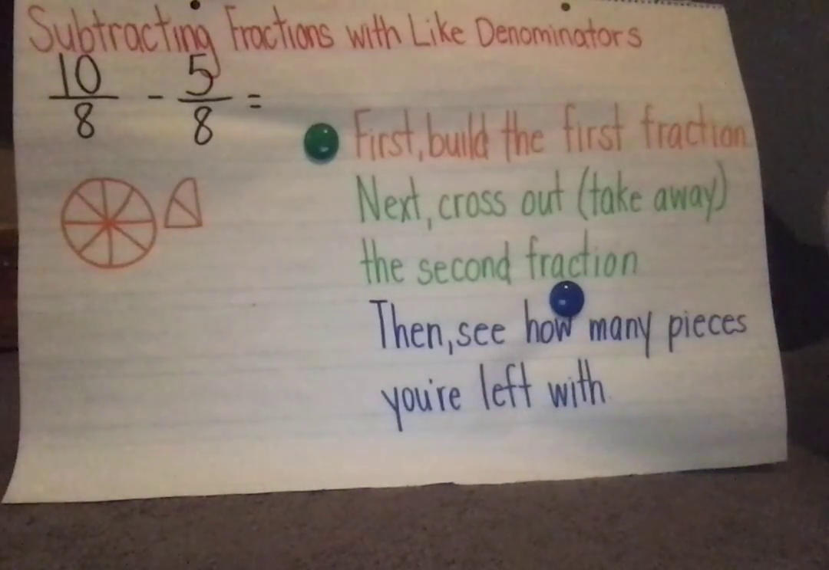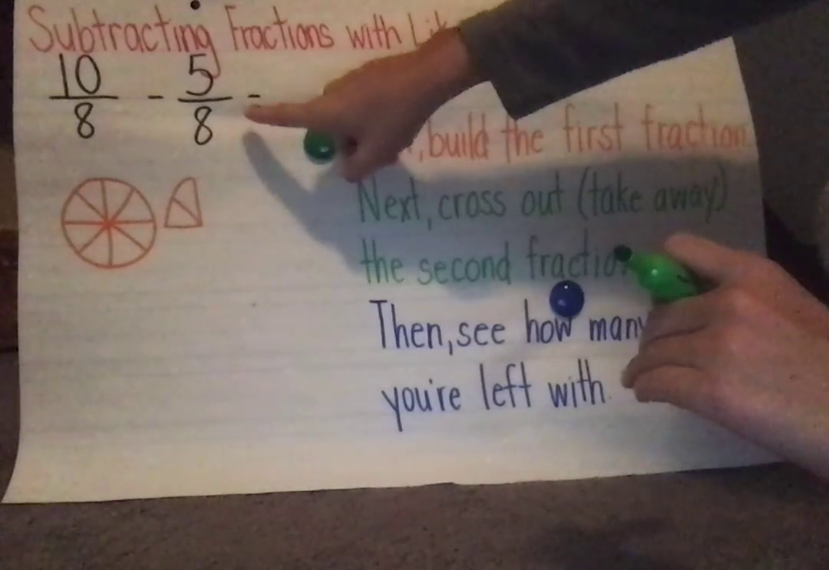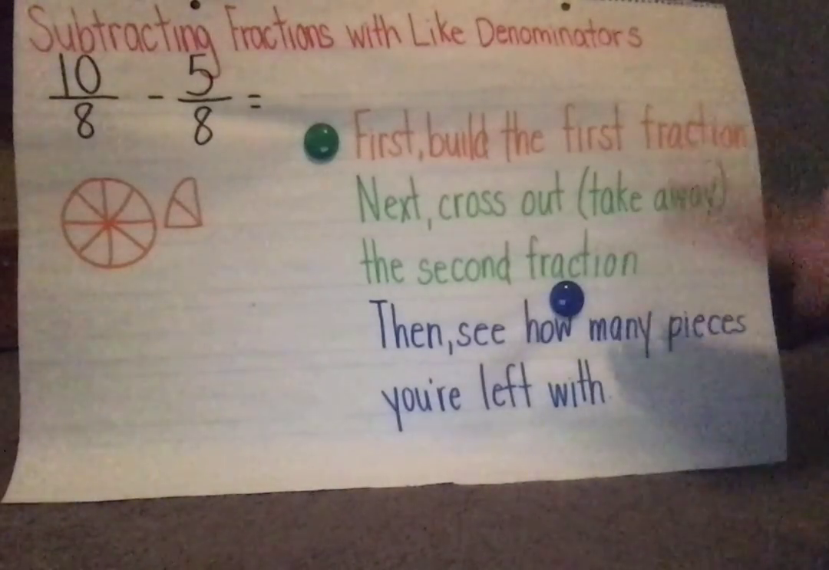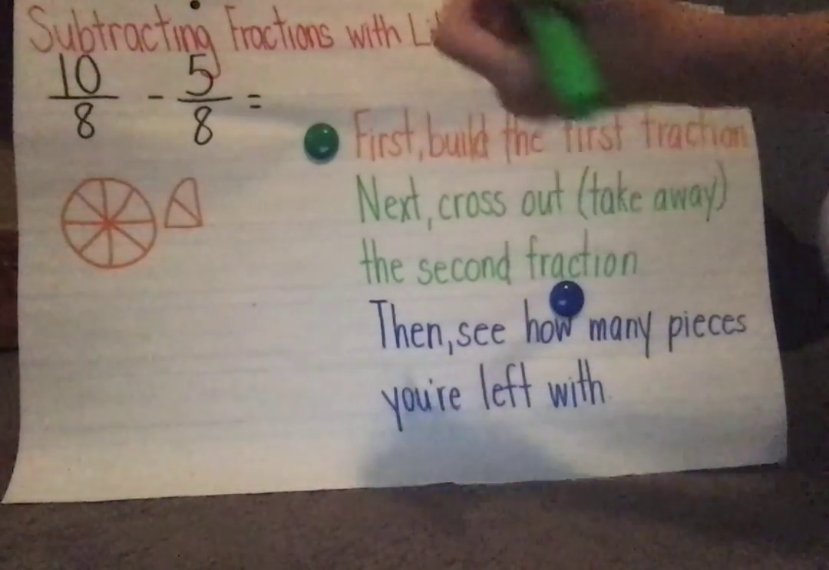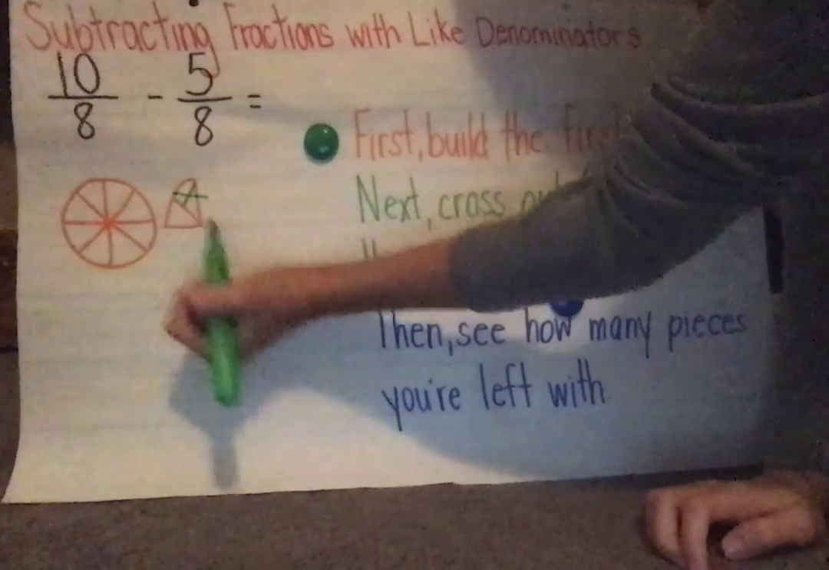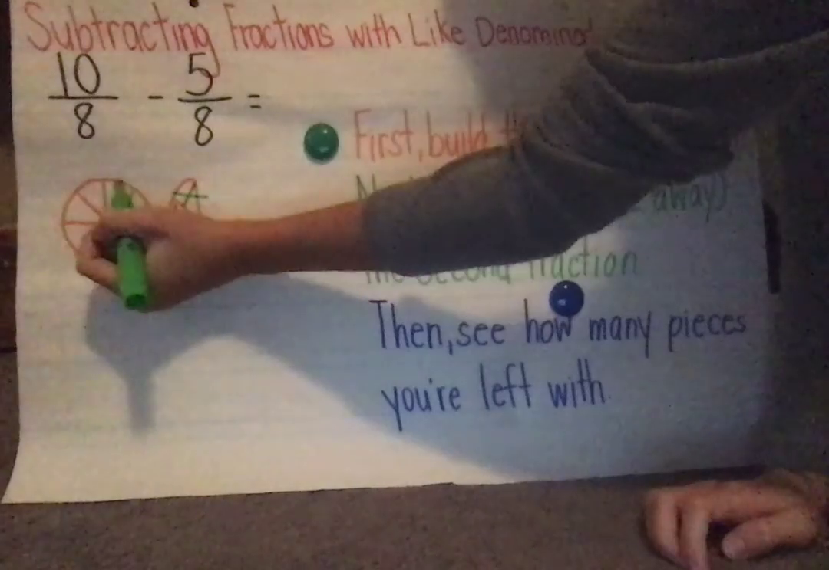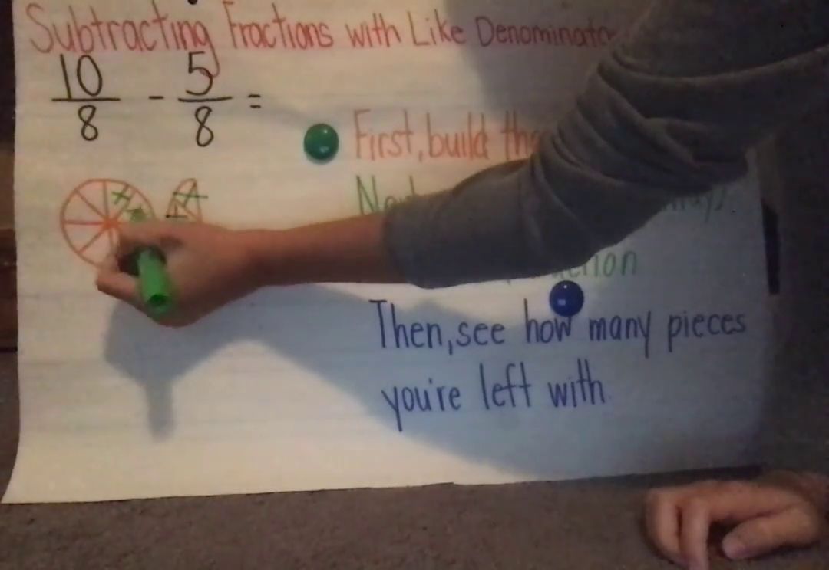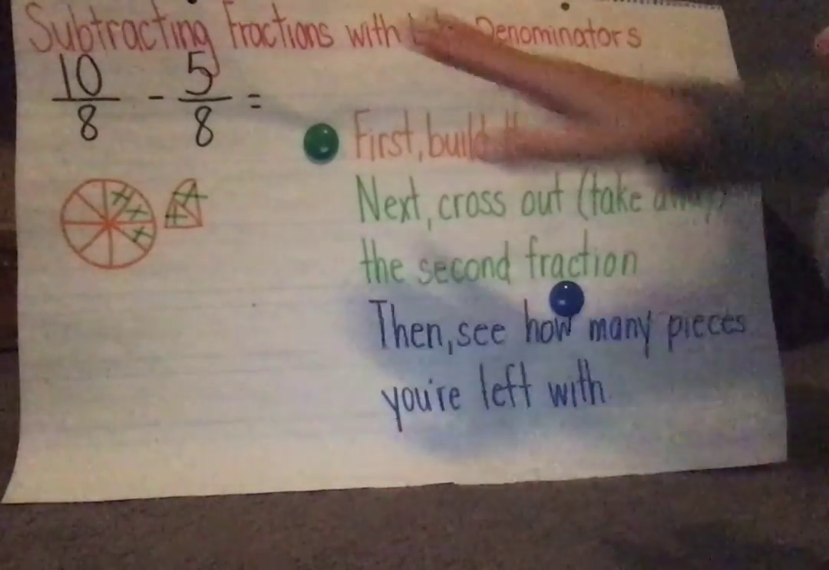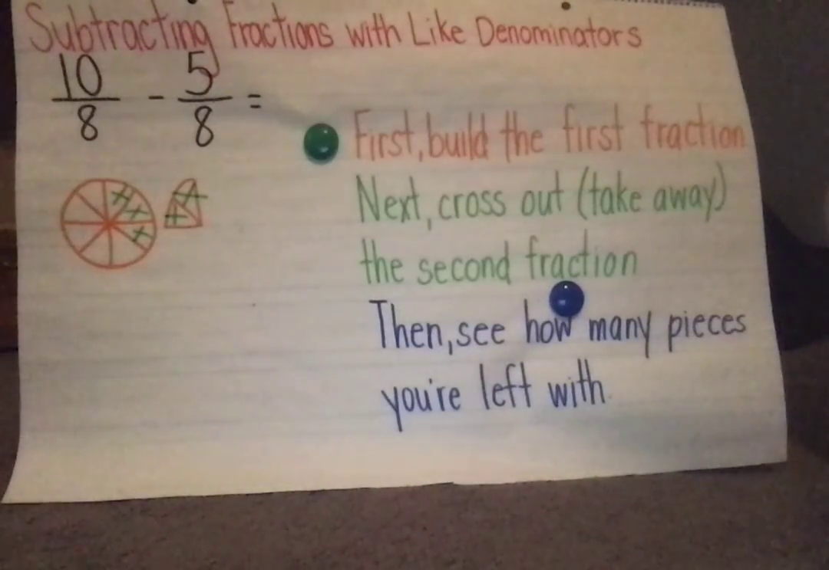The next step is to cross out or take away the second fraction. So let's refer back to our problem. The second fraction is 5/8. So when we take it away, we're just crossing out those fraction pieces. So we're going to cross out 5/8. 1, 2, 3, 4, 5. I crossed out 5/8. Our last step is to then see how many pieces you're left with.